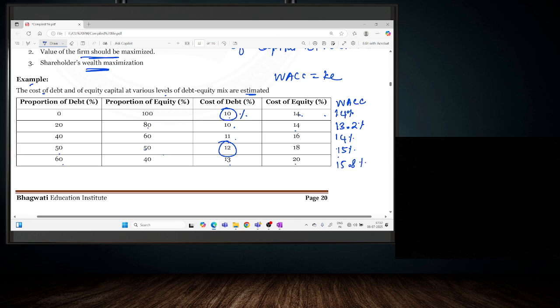Now, where the cost of capital is minimum? When there is a 20% debt, 80% equity, cost of capital is minimum, 13.2%. So what is the optimum capital structure for this company? It is better to have 20% debt and 80% equity as the capital structure. Why? Because cost of capital is minimum at this point. Clear? Any doubt?